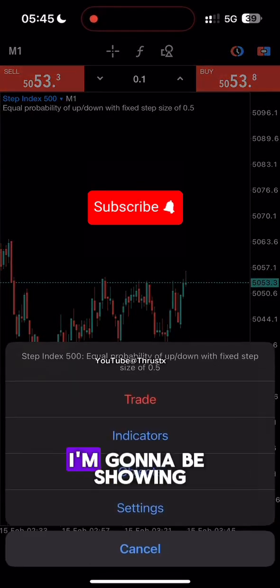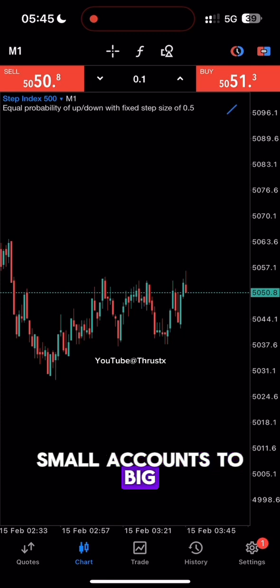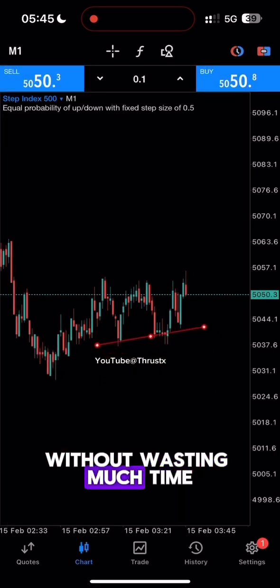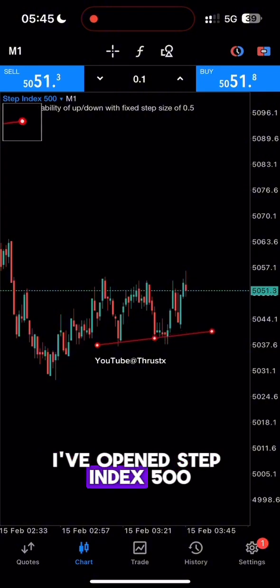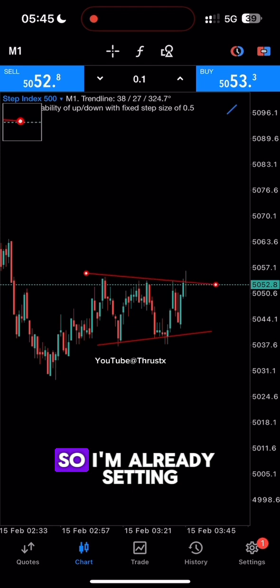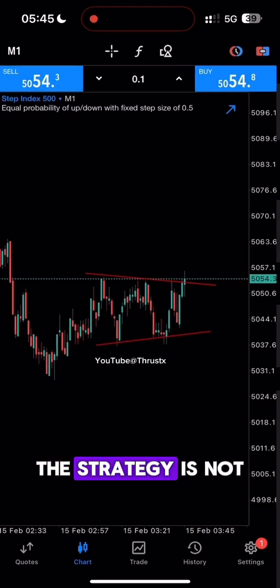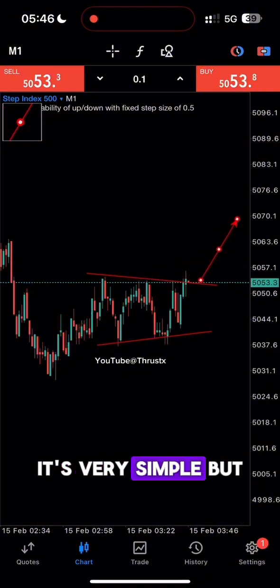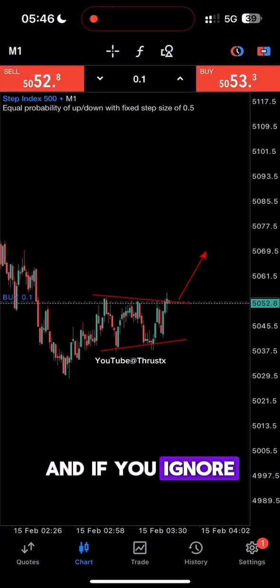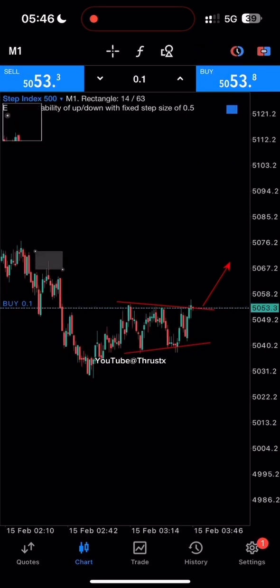In this video, I'm going to be showing you my exact strategy and how I raise small accounts to big amounts within a short space of time. Without wasting much time, I've opened Step Index 500. I like this pair because of its volatility, so I'm already setting up my trend line. The strategy is not hard at all, it's very simple. But if you complicate it, you will manage to blow your account. And if you ignore the simplest of details, you will definitely blow your account.